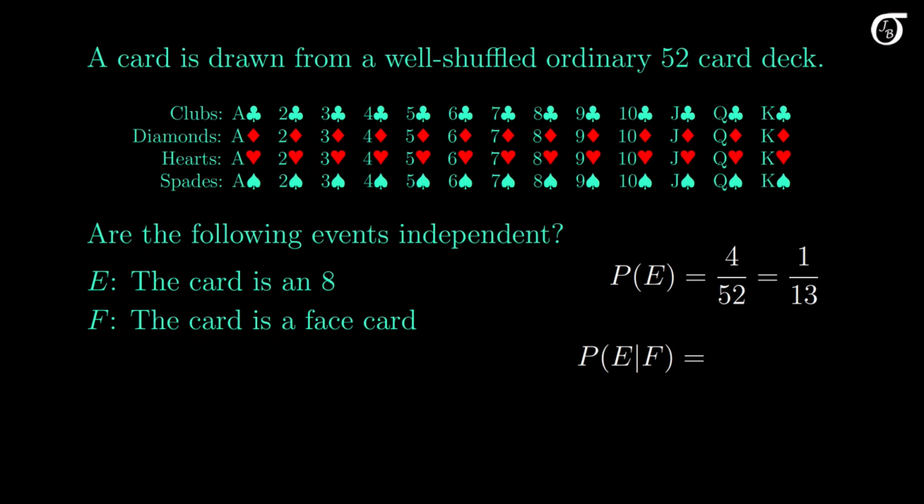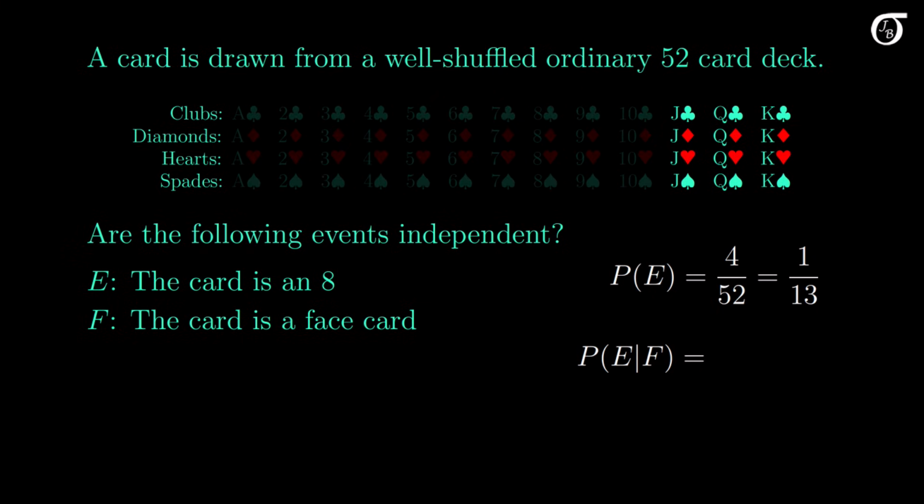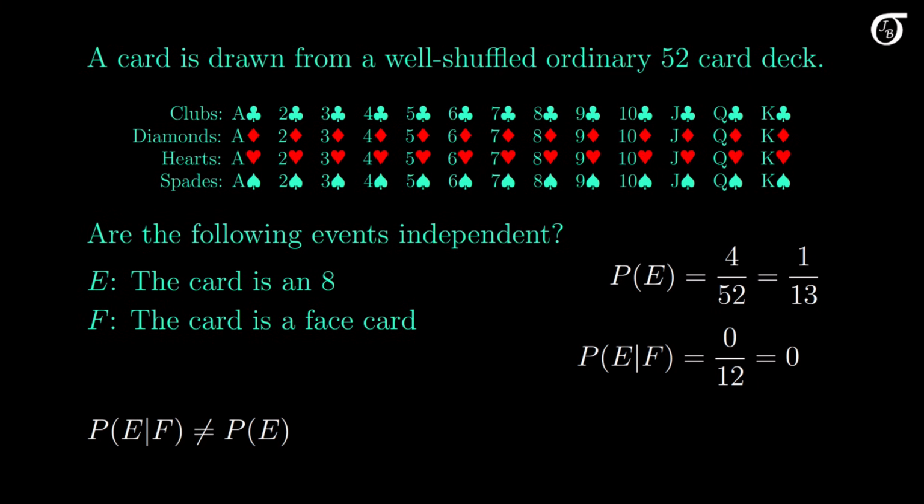Now for the conditional probability. What is the probability the card is an 8 given it is a face card? The information that the card is a face card reduces the sample space down to just the face cards, just these 12 equally likely cards. The probability the card is an 8 given the card is one of these 12 is, well, 0 over 12, or 0. There are no 8s in that reduced sample space. So the probability the card is an 8 given it is a face card differs from the unconditional probability the card is an 8, and that means that these two events are not independent. The information that one occurs changes the probability of the other.